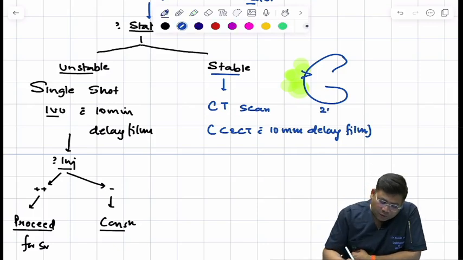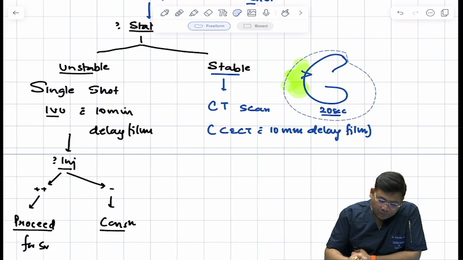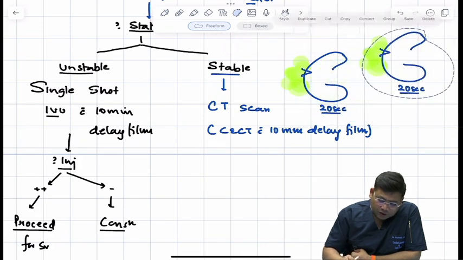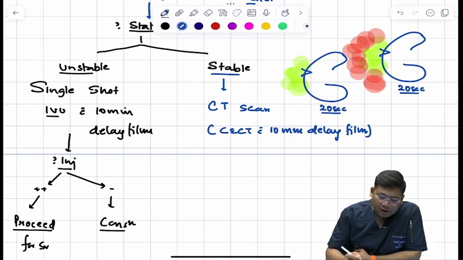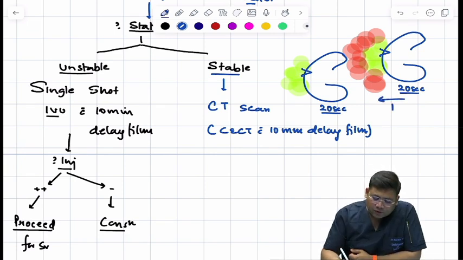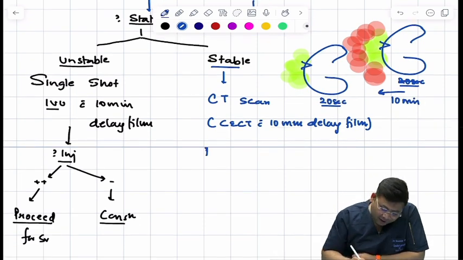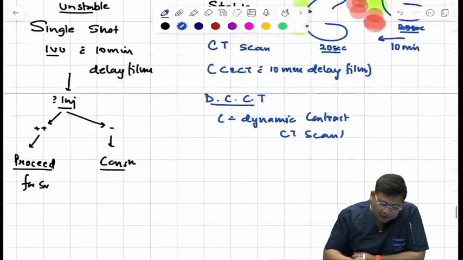So suppose this is at 20 seconds and then after 10 minutes, suppose let me show this image. So after 10 minutes we saw this very same image like this. So after 10 minutes, can you see the same hematoma which was falling into a category 2 versus 4? It is confirmed that this hematoma is what? Expanding. So after 10 minutes, you get to see the dynamics of the contrast, and therefore this investigation is known as DCCT. What do you mean by DCCT? Dynamic contrast CT scan.